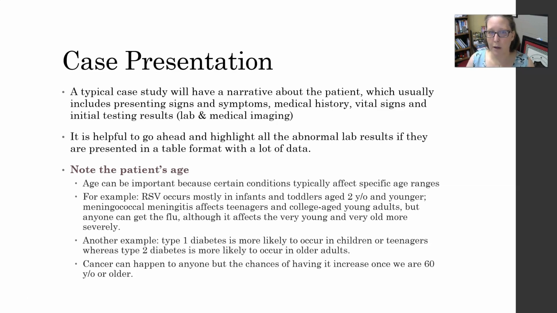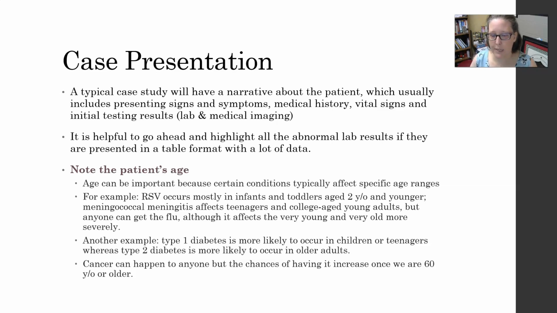We're going to start with pieces of the case presentation. Usually they'll give you at least a patient's age or age range, and this can be important because certain conditions will typically affect specific age ranges. For example, RSV, respiratory syncytial virus, occurs mostly in infants and toddlers age 2 years and younger. So that wouldn't be a likely diagnosis for an adult, for example. Meningococcal meningitis affects teenagers and college-age young adults more than anyone else. But anyone could get the flu, although it affects the very young and the very old more severely.